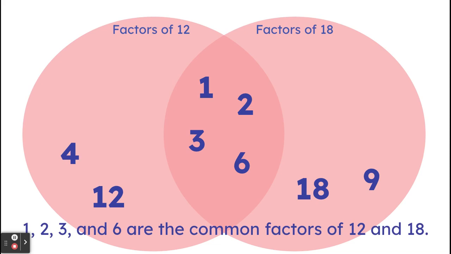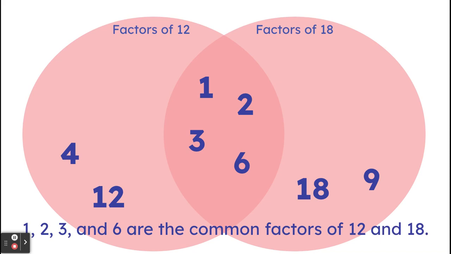4 and 12 are only factors of 12, not 18. And 9 and 18 are only factors of 18, not 12. But 1, 2, 3, and 6 are factors of both, so we call them common factors because 12 and 18 have those factors in common.